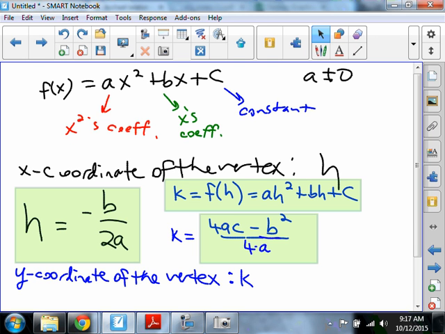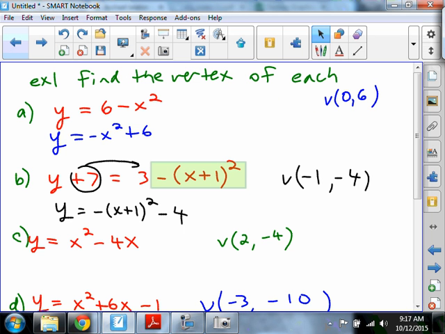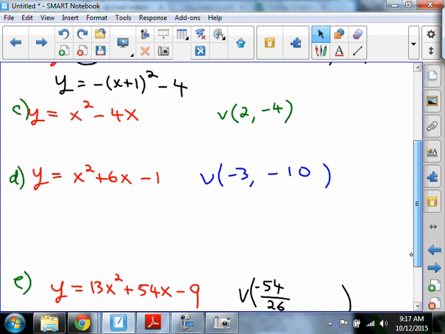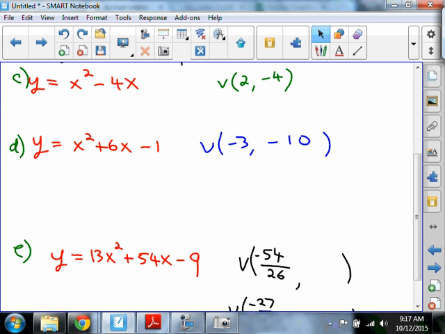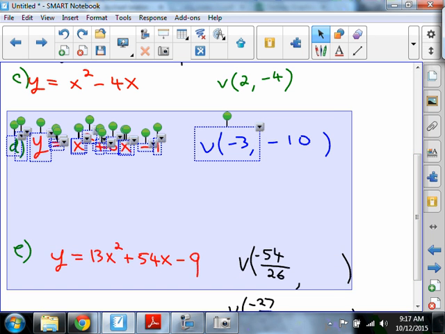We ready to try this? Put it into practice. Okay. So back here on example number C, I guess.